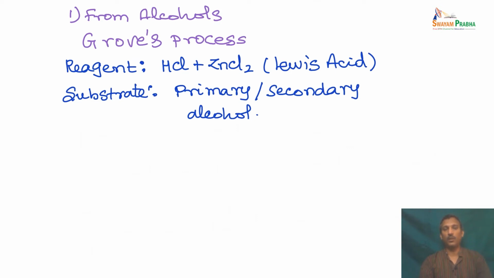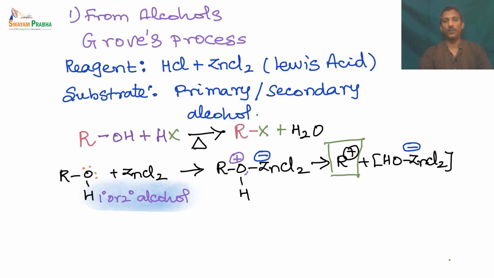Let us look at how the reaction actually proceeds. So in the first step, the alcohol and the HX are heated to give the alkyl halide and water. We will look at the role of the zinc chloride, which is a Lewis acid. So this is very crucial for the success of this particular reaction.